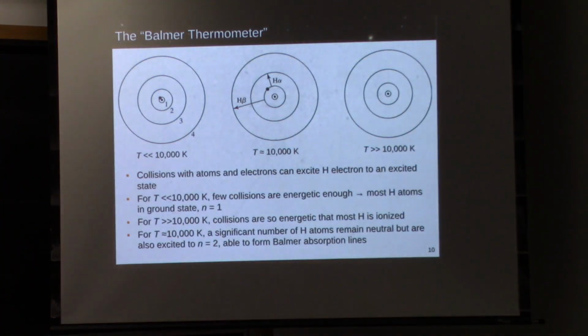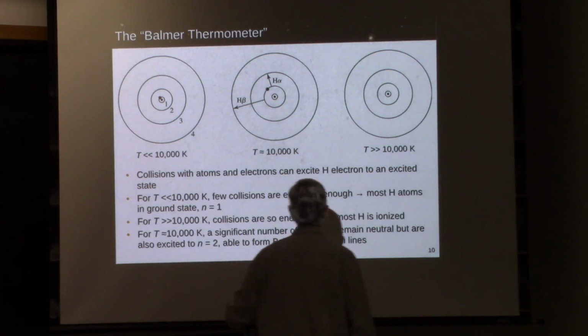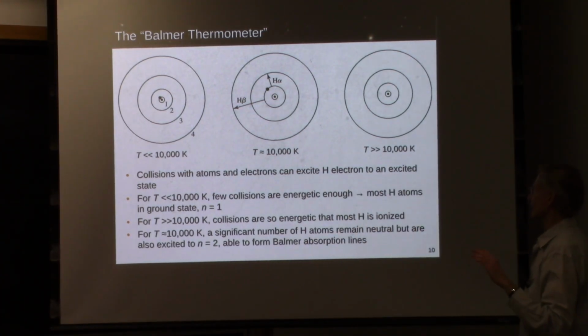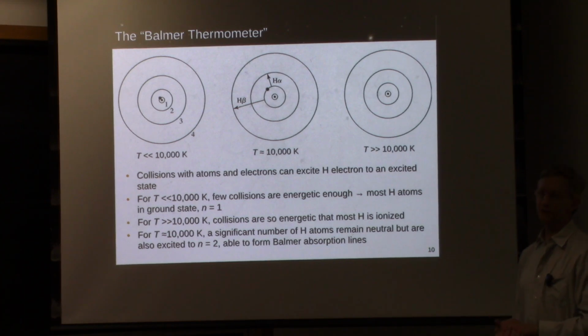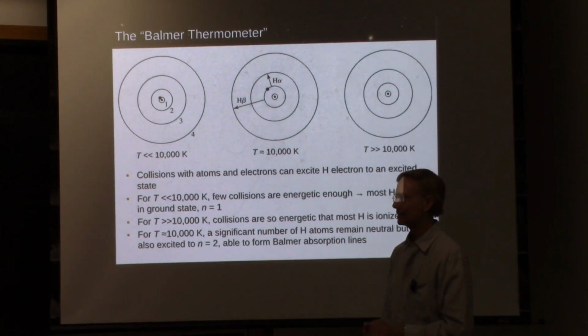So here's the summary then. This is saying what we just said. Call this the Balmer thermometer, so to speak, because the hydrogen lines are sort of a thermometer telling us the temperature of the star. Collisions with atoms and electrons can excite the H electron to an excited state. So it's like Goldilocks and the three stars. Goldilocks wanted to be near a star with strong hydrogen lines, right? And at first she went to a star that was too cool.